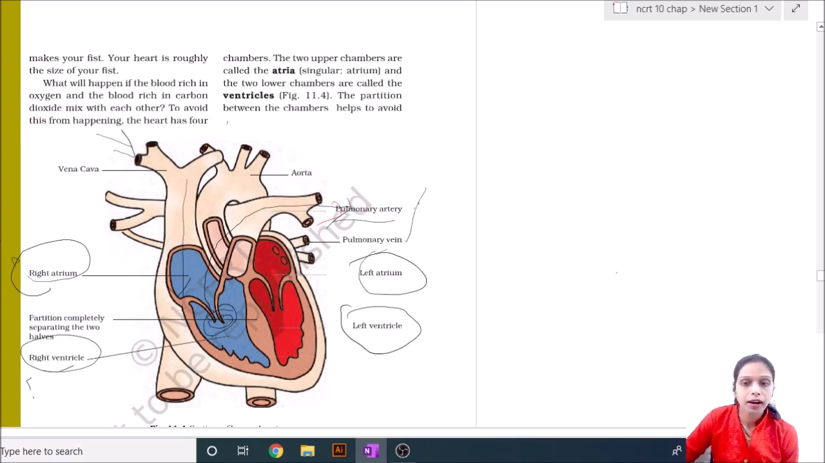for oxygenation of the blood, where the lung is present. The lung oxygenates the blood, and after that it comes through the pulmonary veins, and first it comes into the left atrium and ultimately it goes into the left ventricle, where the mitral valve is there.